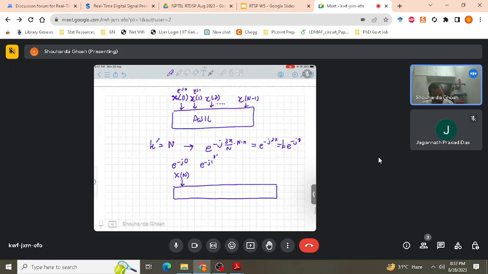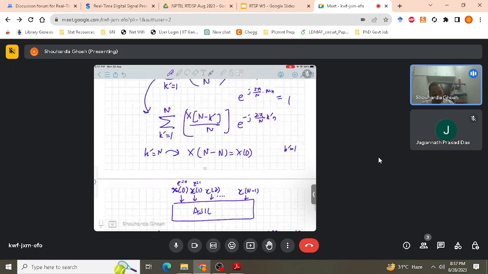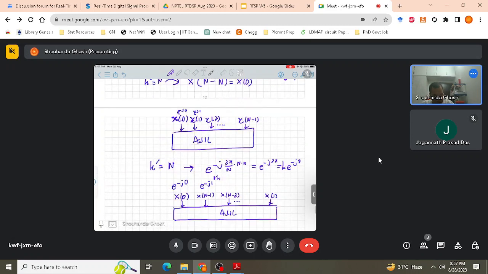K prime equal to 1, meaning x of n minus 1. Okay, so this should not be x of n, this should be x of 0. X of 0, x of n minus 1, x of n minus 2, all the way till x of 1. Okay, so the ASIC will receive these as input. I forgot one thing, there should be a scaling factor also, so you can scale them beforehand.